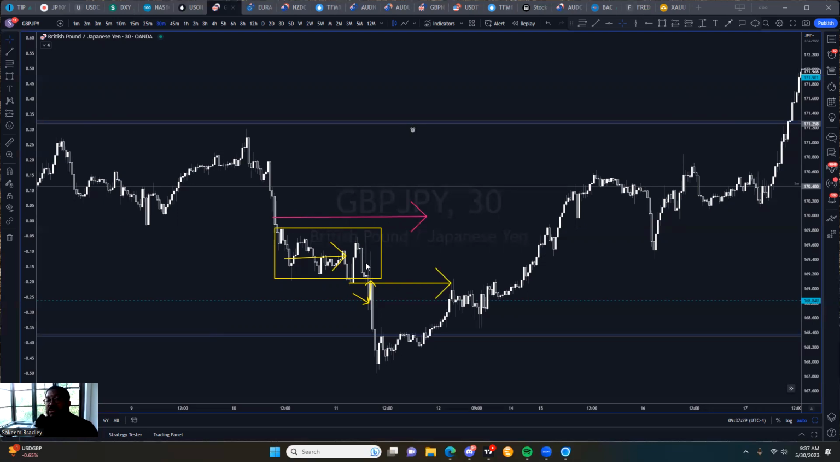You have to place stop losses at areas where you feel that the trade would be invalid. All right. So that's one reason.